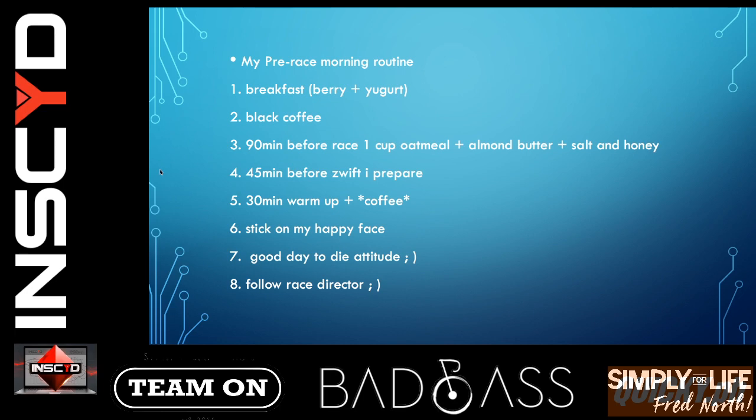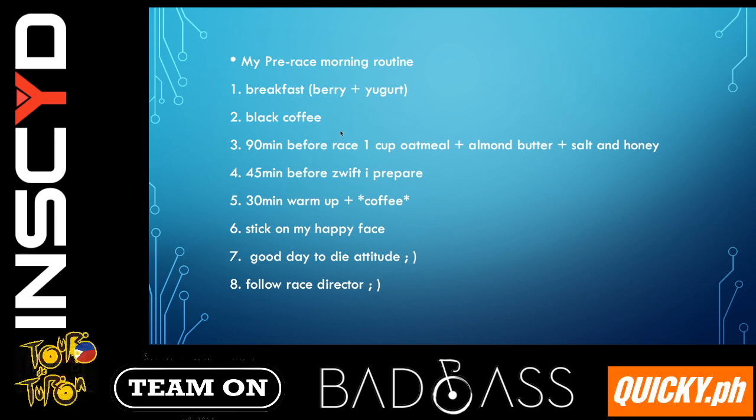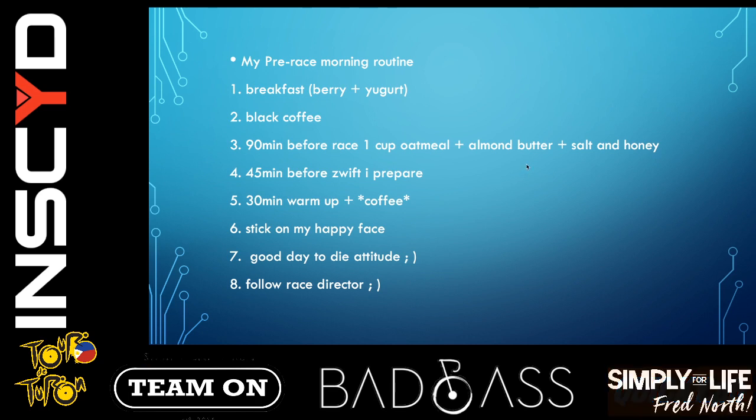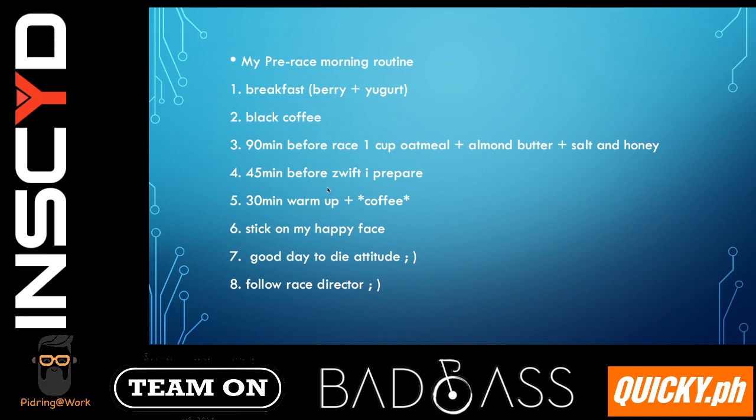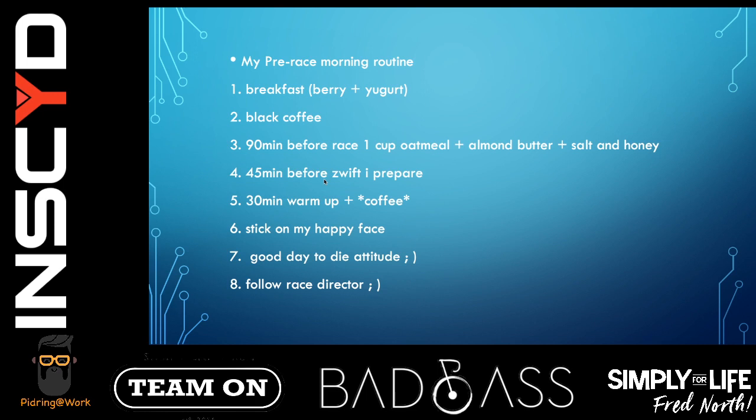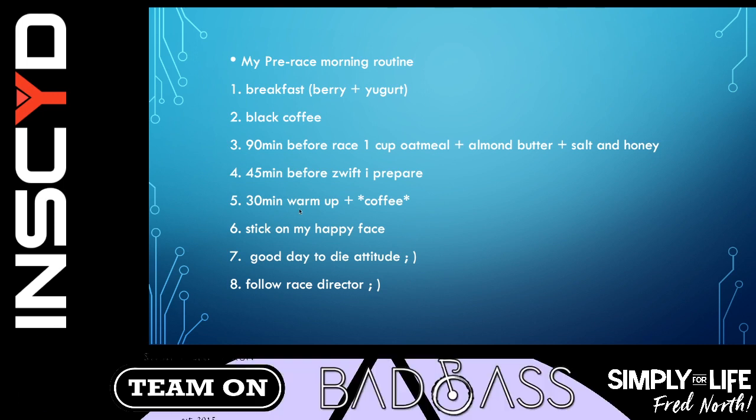So I eat my breakfast, yogurt and berries, black coffee. 90 minutes before the race, I eat a cup of oatmeal with almond butter, salt, and honey. Just a cup. Whatever is left, I'm going to use as my post-race meal. Then 45 minutes before Zwift, I start preparing. I set up my bike, my computer, my fans, everything. Then I start doing my warm up.